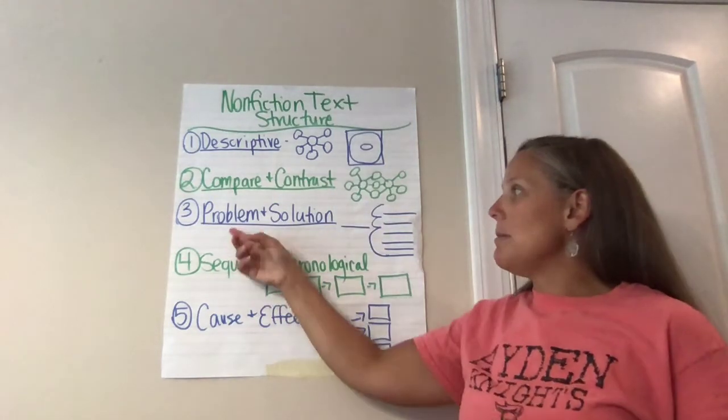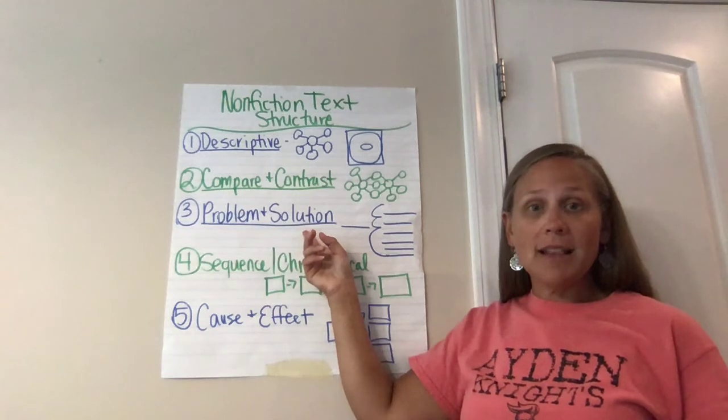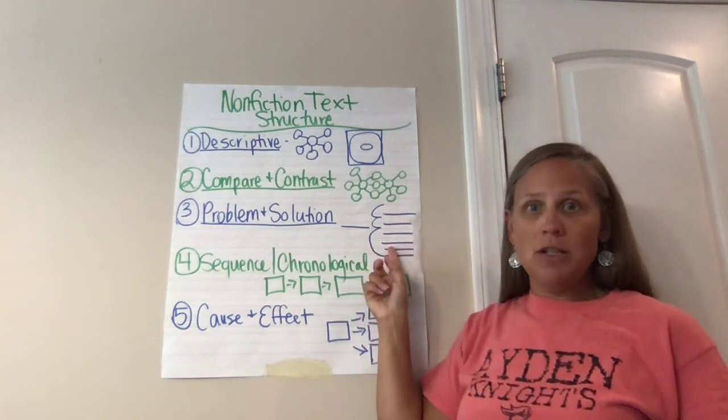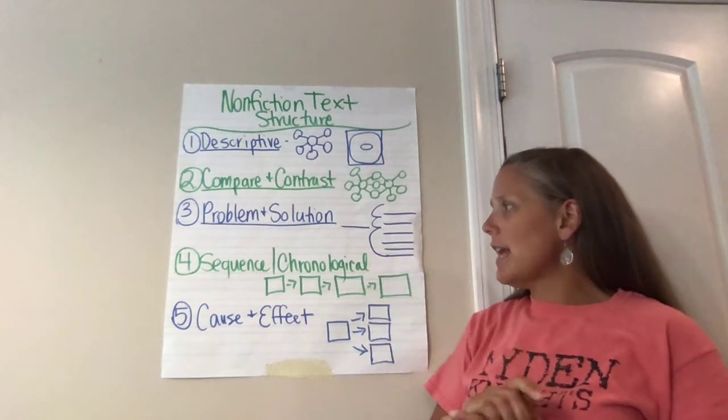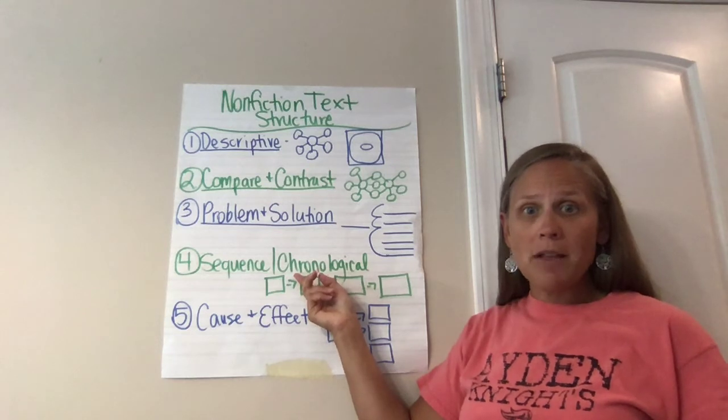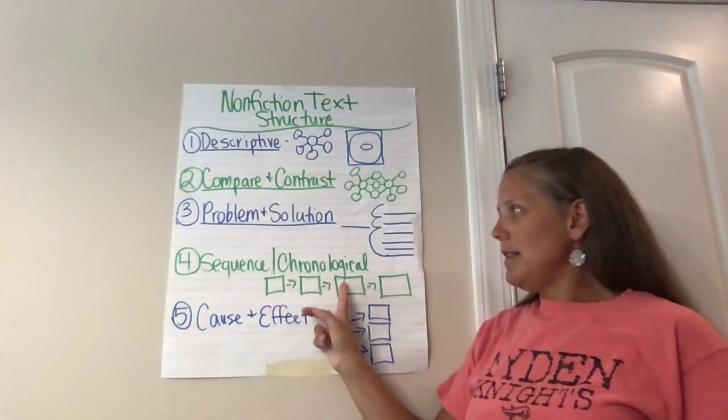The third kind is going to be problem and solution. I like to think of that in a brace map. I put the problem here and then possible solutions here. The next one is going to be sequencing or chronological. I like to use a flow map. This happened, and this happened, and this happened, and this happened.